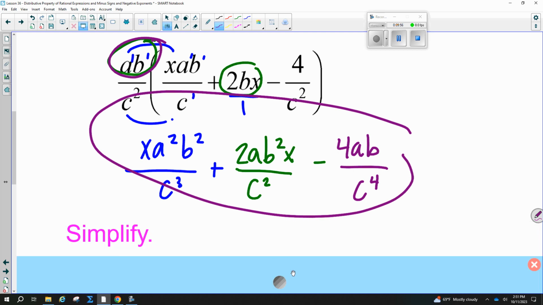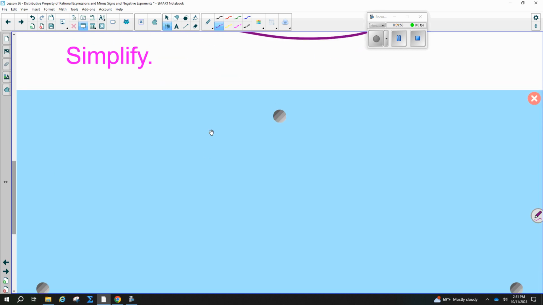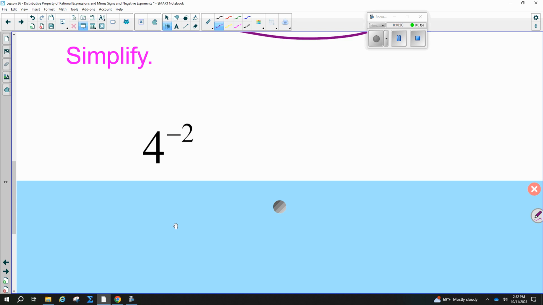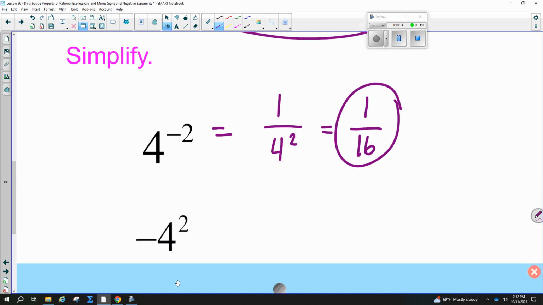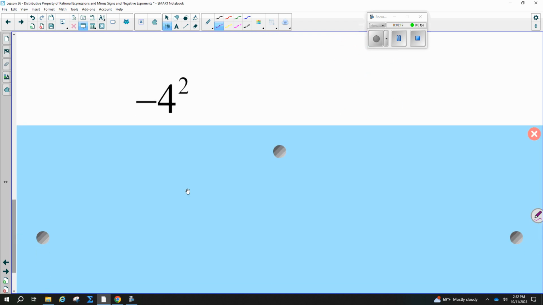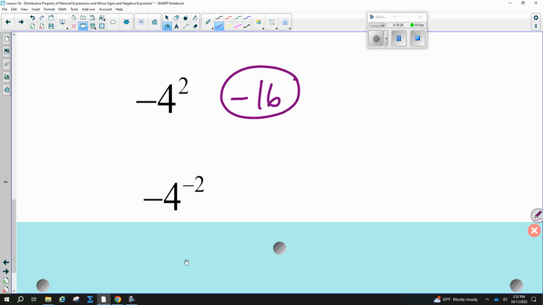All right, these should go really fast. So you guys go ahead and try this one and pause the video. All right, so you should flip this one, 1 over 4 squared, to make the exponent positive, and we get 1/16. All right, go ahead and pause the video. So for this one, don't square the negative. There's no parentheses. So this one is -16. All right, pause the video.